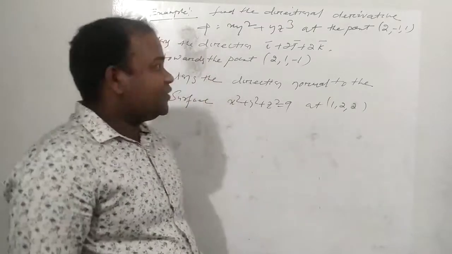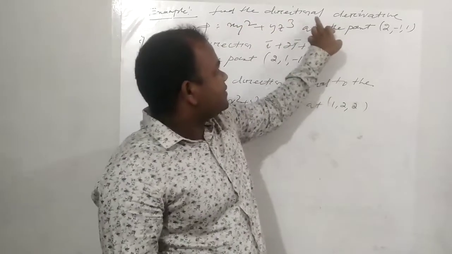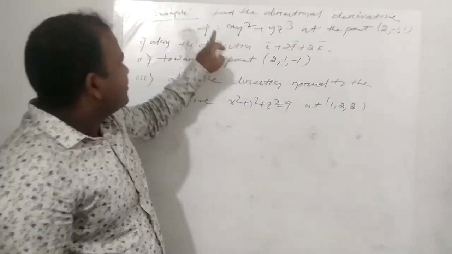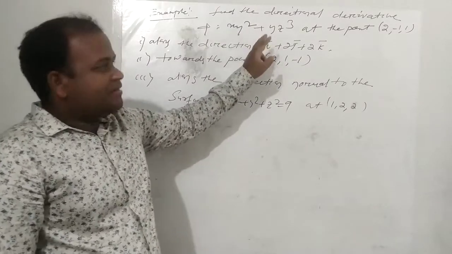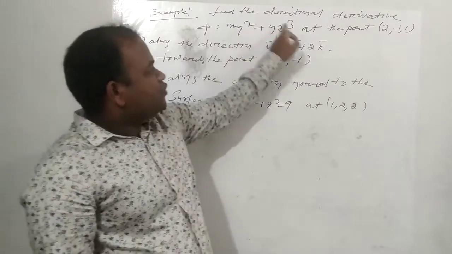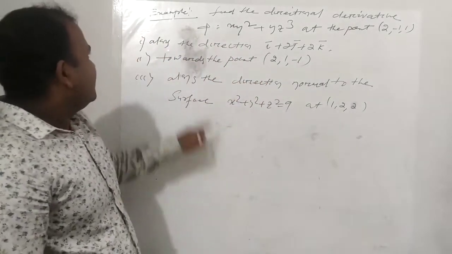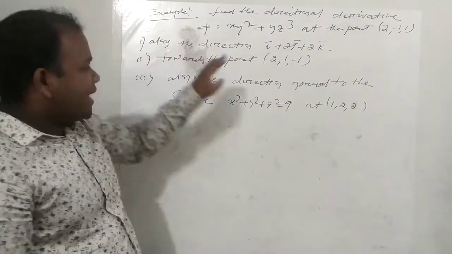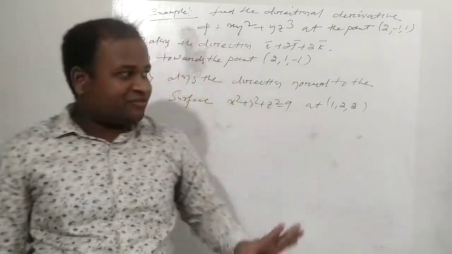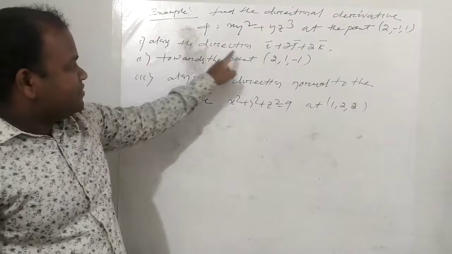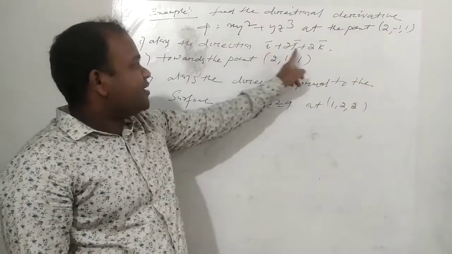Okay. So now you will do the example: find the directional derivative where phi of x, y, z is the function x y square plus y z cube at the particular point P (2, minus 1, 1). I told you 4 cases are there, but in a single problem I have solved 3 cases. This is the first case: along the direction of u vector. Already u vector is given.